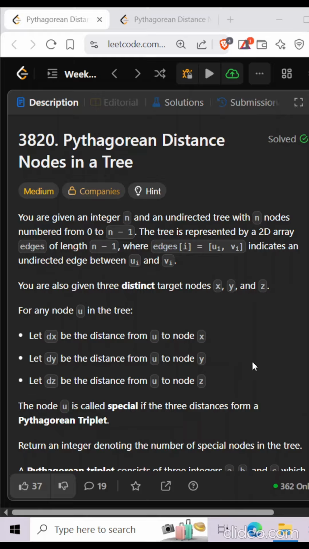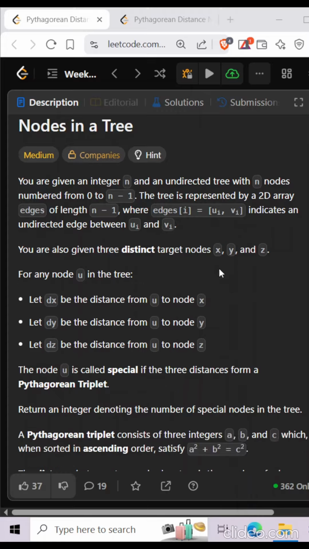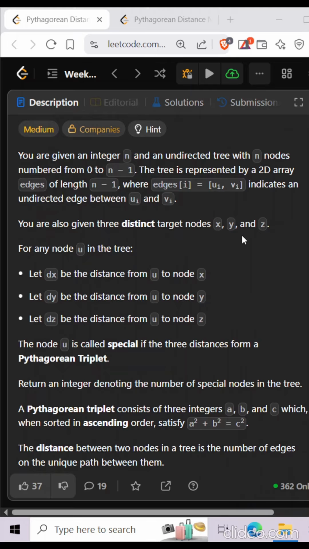We are solving the problem Pythagorean Distance Nodes in a Tree. In this problem, we are given an undirected tree with n nodes that are numbered from 0 to n minus 1. We are also given a 2D array that basically represents whether there is an edge between two given nodes or not. We are also given three distinct target nodes that are x, y, and z.